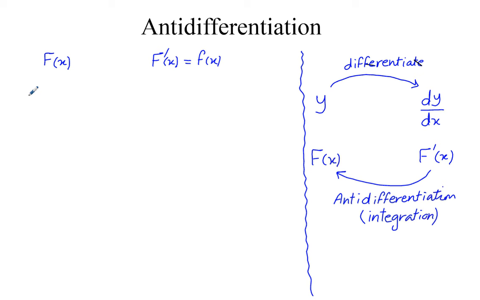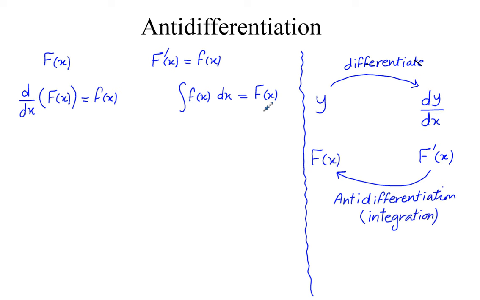So if I write it like this, the derivative with respect to x of f of x equals f small of x, then the antiderivative or the integral of f small of x with respect to x equals f capital of x. So if the derivative of this function takes me to this function, then the integral of the new function gets me back to the original function.